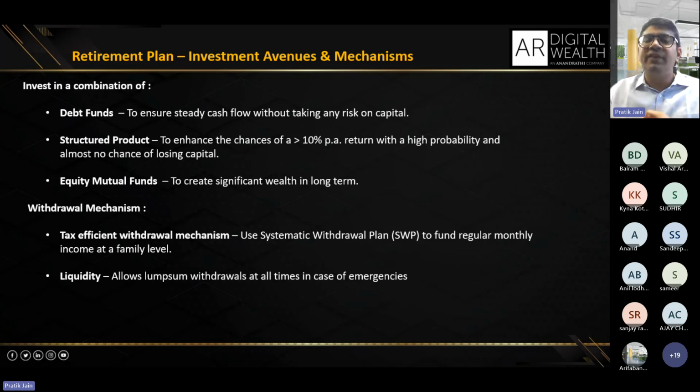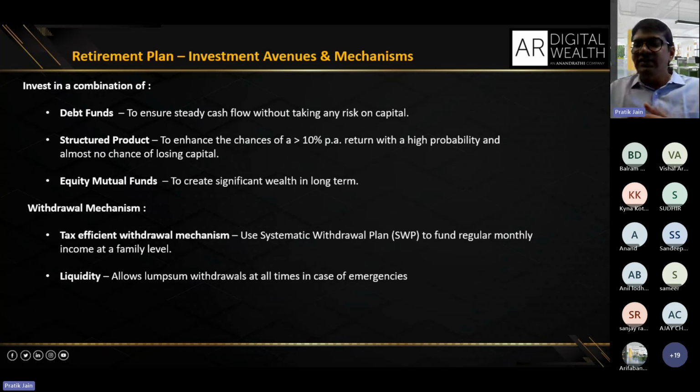So the objective from the debt funds is that there should be no risk on capital, right? Here I am not risking my capital. I know that my money is safe and I'll get a steady return on it. That's the objective from investing in debt funds.